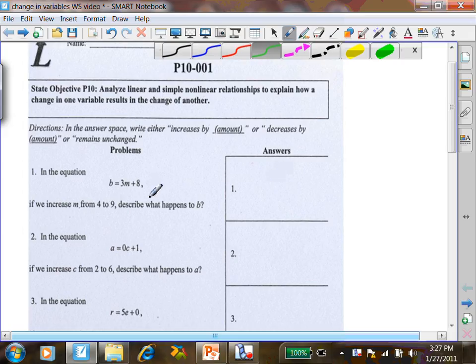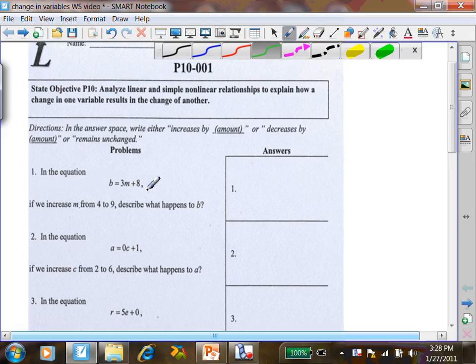So let me show you just the basic how-to and how to figure this out. And it'll actually go back to our idea of the t-tables. So our directions, and you should have your paper in front of you as well, says in the answer space write either increases by and tell me how much it increases by, or decreases by, whatever the amount is, or remains unchanged, which is possible too. If you change one variable, it might not change the other one at all. It could just remain the same. So we're going to see what happens in each of these situations.